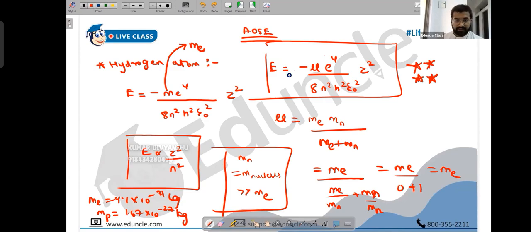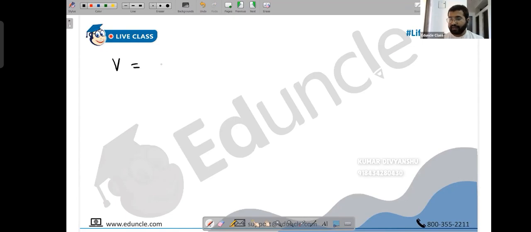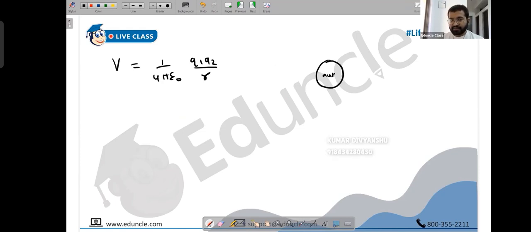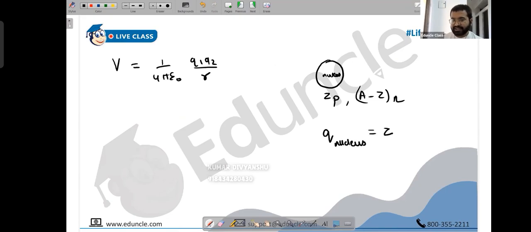Now, if we talk about the potential between any two charges, it is 1 upon 4 pi epsilon naught q1 q2 upon r. But if you talk about a hydrogen atom or a hydrogen-like atom, what you have in between is basically a nucleus. The nucleus has Z protons and A minus Z neutrons. But neutrons don't have any charge. So what is the charge of the nucleus? It is just Z into the charge of a proton.